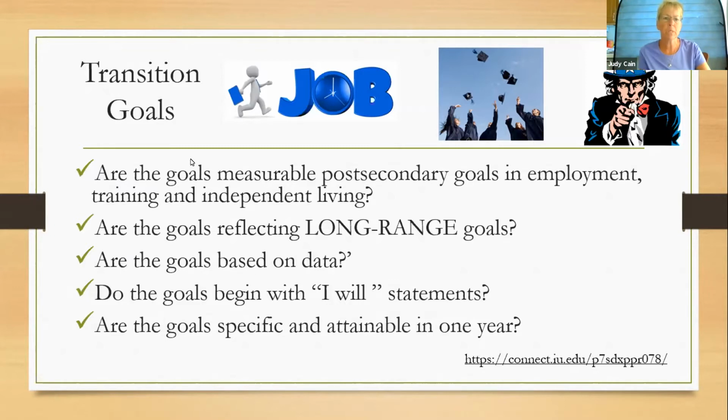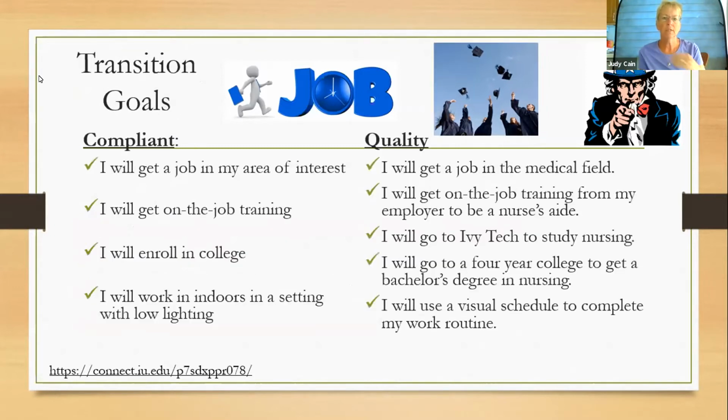Okay. Here are compliant, which will get you a check on the indicator 13 page, I think it is, and quality, which are better. Okay. I'll get a job in my area of interest. Well, I don't know what area that is, but if you put a job in the medical field, that's a little bit more specific. Okay. I will get on the job training versus I will get on the job training from an employer to be a nurse's aide.